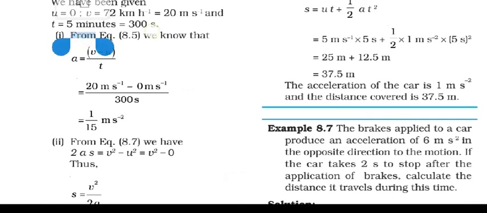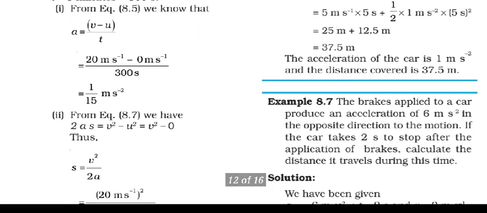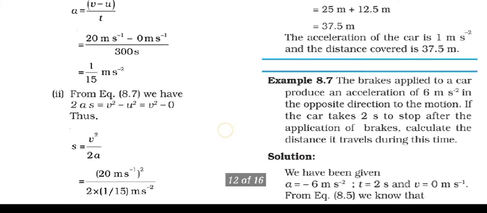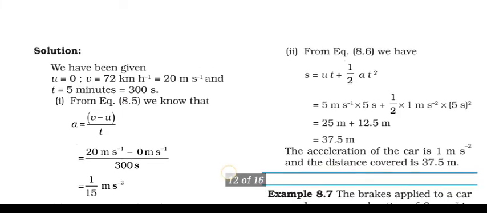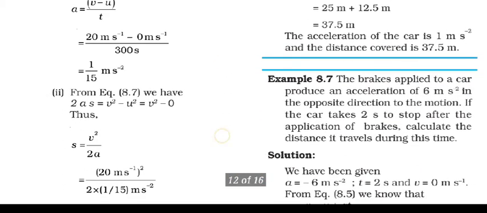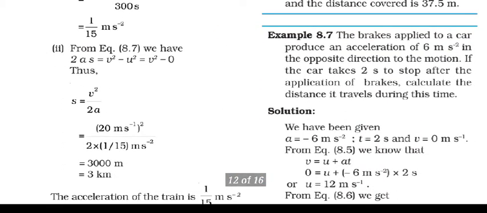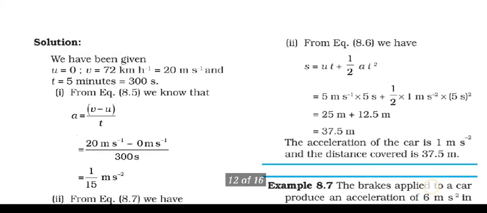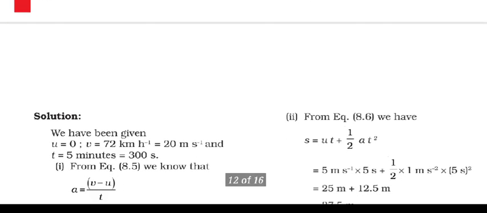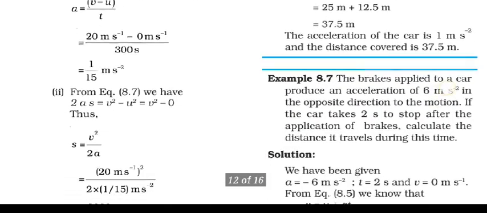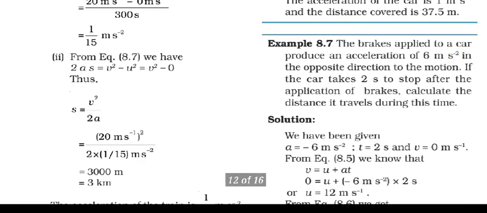Okay, so example 8.5: a train is starting from rest and attains a velocity of 72 km per hour in 5 minutes. That means the initial velocity will be 0 and the final velocity will be 72. We have to calculate first the acceleration and second the distance travelled. So here u is 0, v is 72, and we have to find out a.